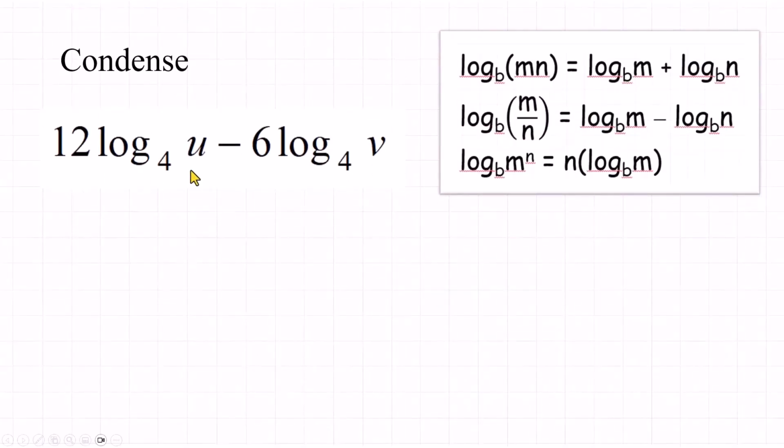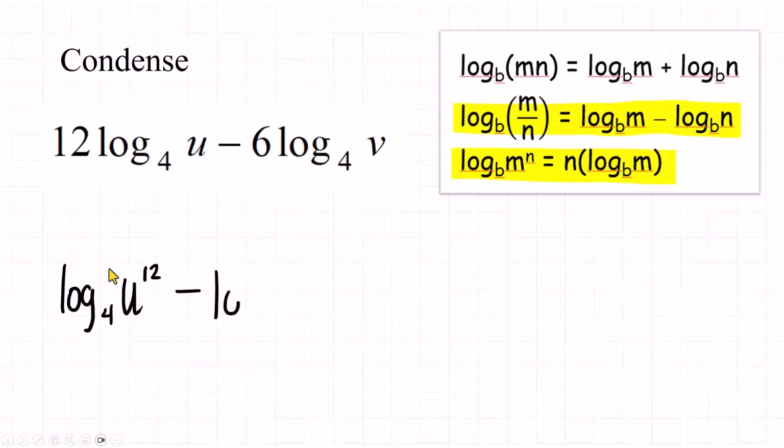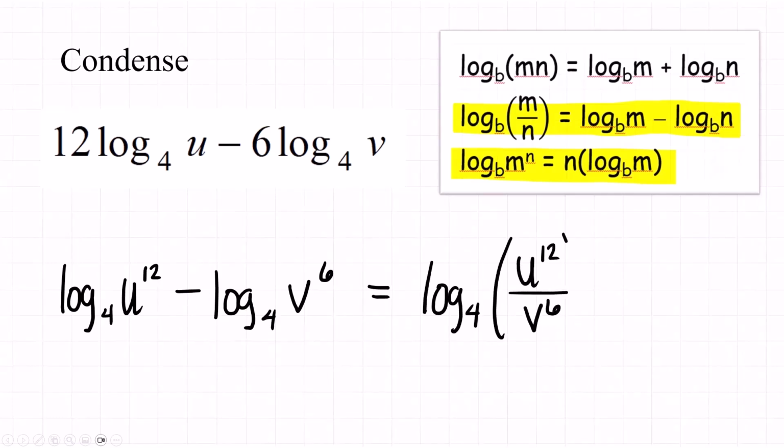Let's see. We've got minus, so I know we're going to be doing division. And I've got numbers in front, so I know we're going to end up having to use that power rule again. So let's put the exponents back. Move them from the front and put them back up on top. Now, since it's subtraction, we knew this was division to start with. And there we go. We are all condensed.